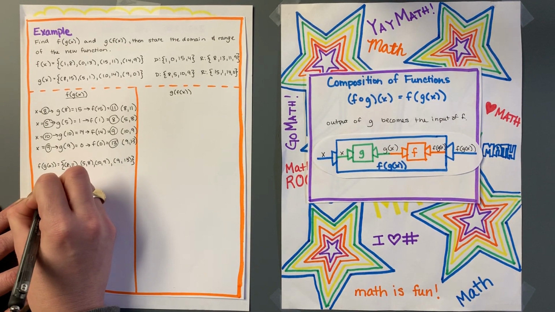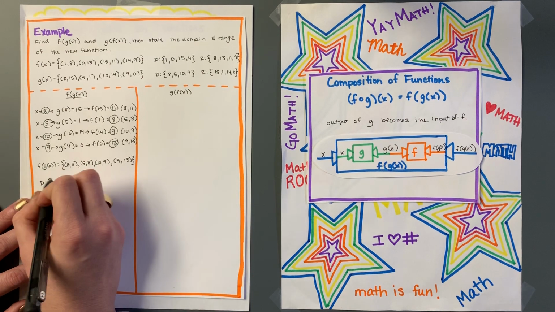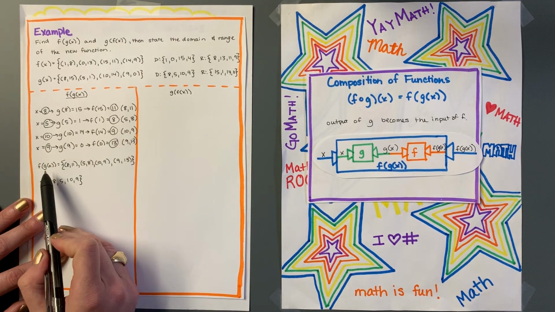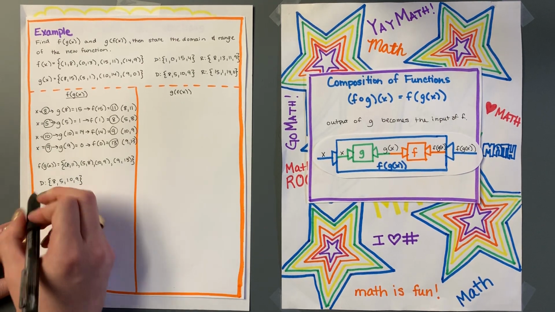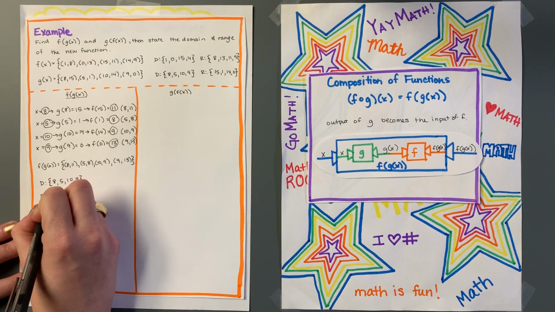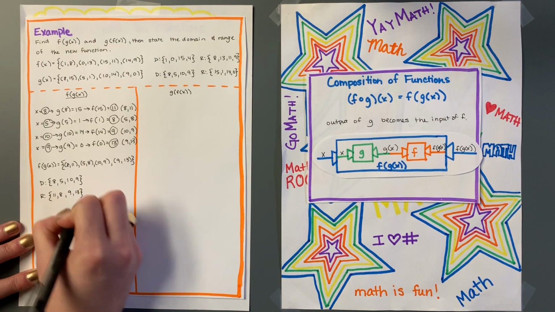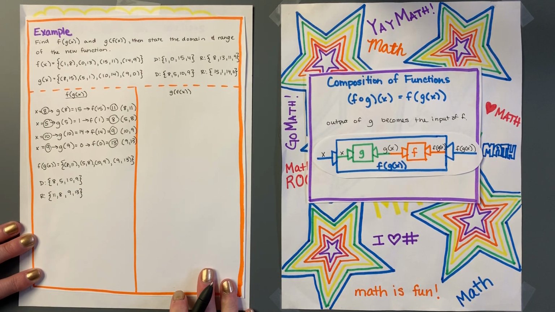The domain of this function is the x values of that. So that is 8, 5, 10, and 9. Those are the values that have the ability to go into the function and have something come out. And the range of the function is 11, 8, 9, and 13. Those are the values that are possible to come out of the function.